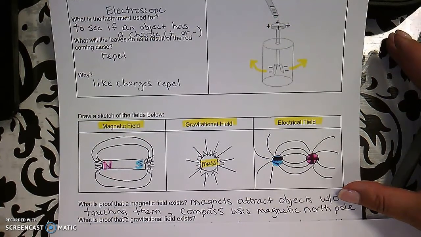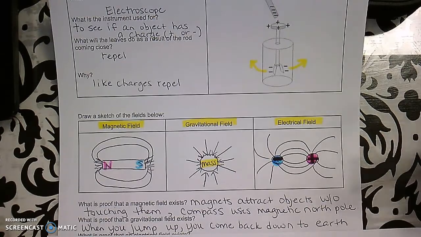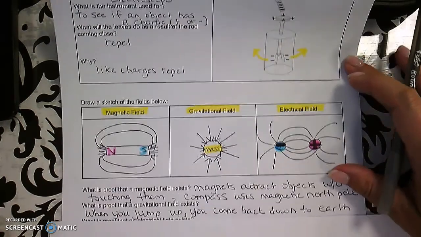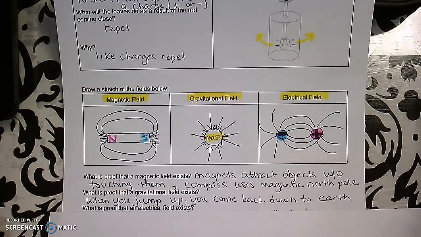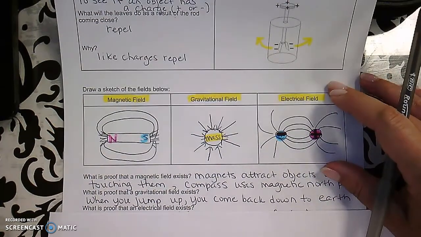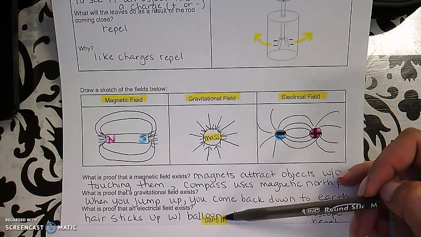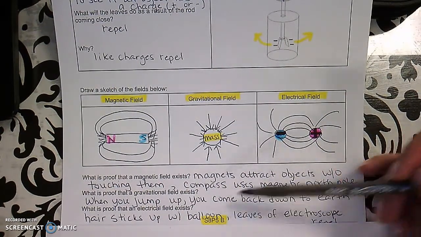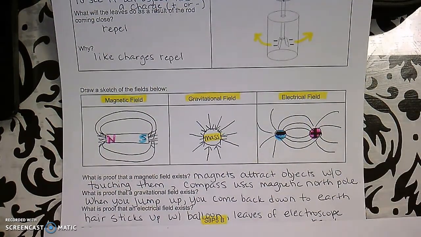What is proof that a gravitational field exists? When you jump up, you come back down to earth. If you drop your pencil off your desk, it's going to fall to the floor of the classroom. And what is proof that an electrical field exists? Have you ever been shocked before? Have you ever had static electricity? Hair sticks up with a balloon. Remember that example from class? The leaves of the electroscope repel each other. So all of those are examples of different fields that exist around us.